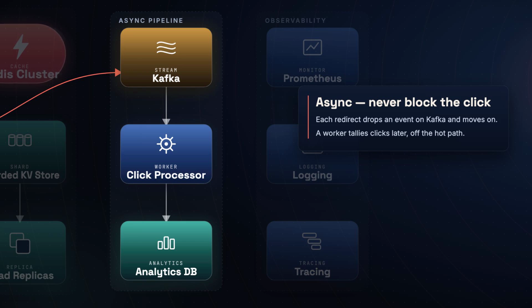Every redirect has to be counted, but the catch is counting adds even a few milliseconds. Every redirect gets slower, and fast is the only thing we promised, so we don't count it on the way. The redirect drops a small note onto Kafka and sends the user off. Gone. A worker counts it later. Send it and move on.